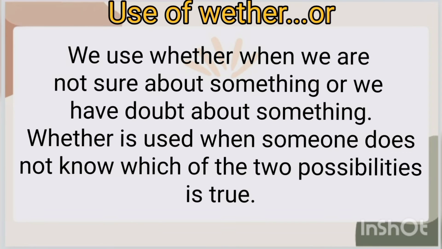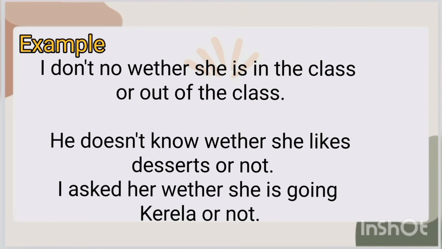Our next conjunction is whether or. We use whether when we are not sure about something or we have doubt about something. Whether is used when someone does not know which of the two possibilities is true. So in the situation of whether, we are not sure about anything. Let's try to understand with the help of examples. Here are some examples of whether.